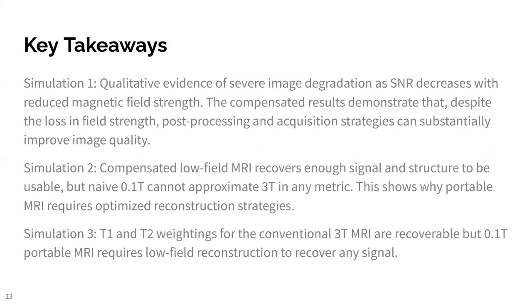Okay, so key takeaways. Simulation 1 showed qualitative evidence of severe image degradation as SNR decreases with reduced magnet field strength. The compensated results demonstrate that despite the loss in field strength, post-processing and acquisition strategies can substantially improve image quality. Simulation 2 showed compensated low-field MRI recovers enough signal and structure to be usable, but naive 0.1T cannot approximate 3T in any metric. This shows why portable MRI requires optimized reconstruction strategies.